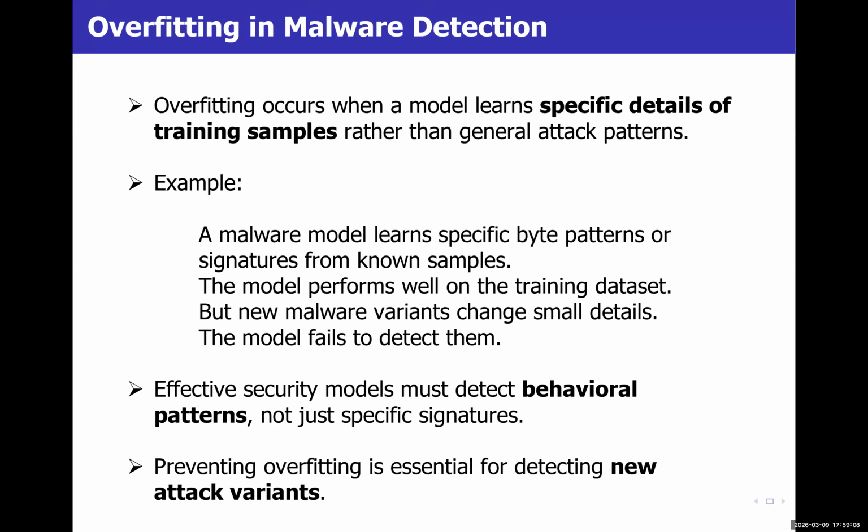Effective malware detection models, therefore, focus on general features, such as behavioral indicators or structural characteristics of malicious software. By learning broader patterns instead of memorizing individual examples, the model is more likely to detect previously unseen threats.